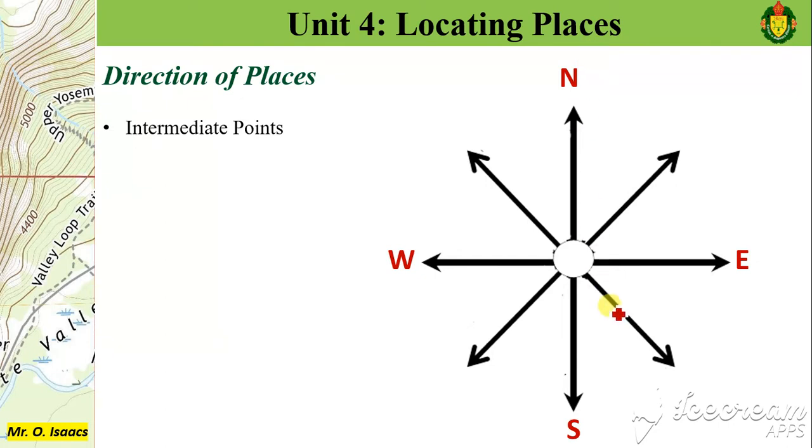So we already have north, south, east, and west. We know that north is the dominant one. So if we have north and east here, we know that since north is the dominant point, we put north first and then we put east. So in between we have northeast.